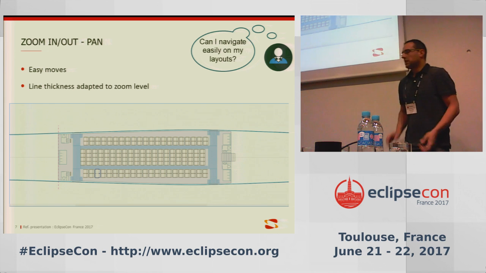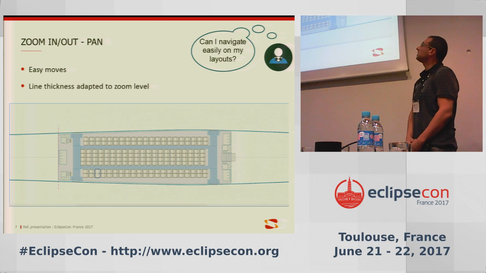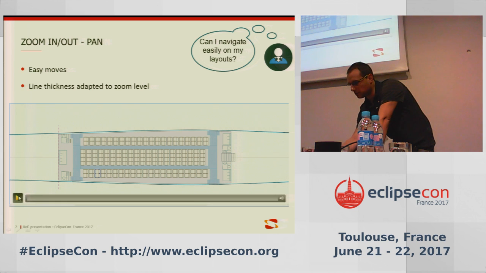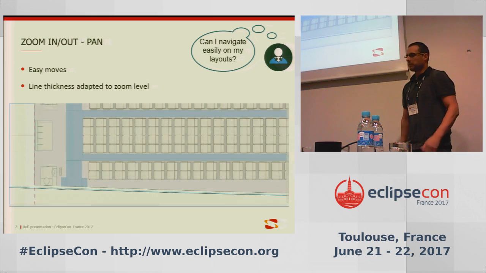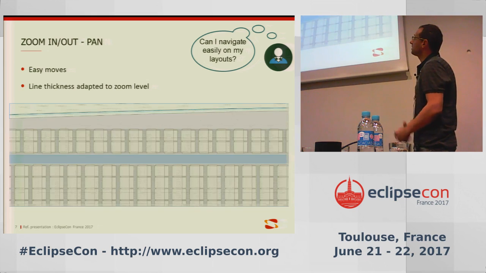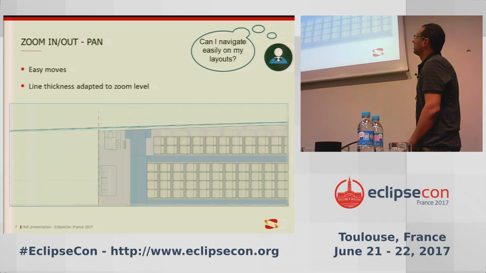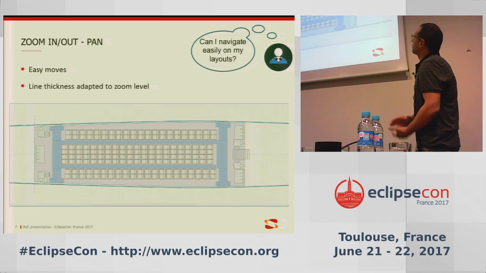To navigate through the drawings, we have implemented zoom in, zoom out, and pan. You will see on the video the rendering we obtain. It allows easy movement for the user. And as you can see, the element thickness is adapted to the current zoom level. It was very important for the user that the thickness be adapted.